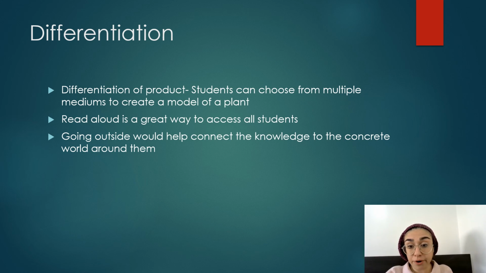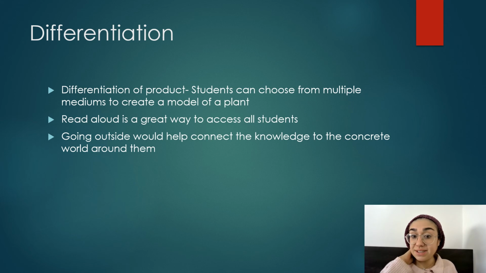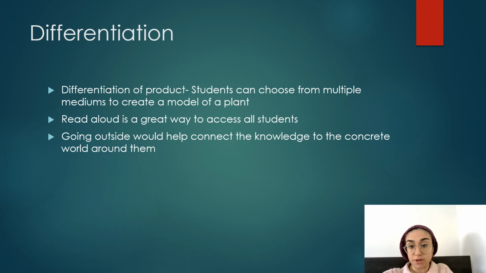Someone could do it on a computer. Maybe they're better with that visually. Someone could do it out of clay. Maybe they're very kinesthetic or artistic in that way. Someone could maybe find the parts of a plant outside and label it like that, glue it, put it into their notebook like that. Just some different ideas, give them differentiation, have all students be able to use their strengths.